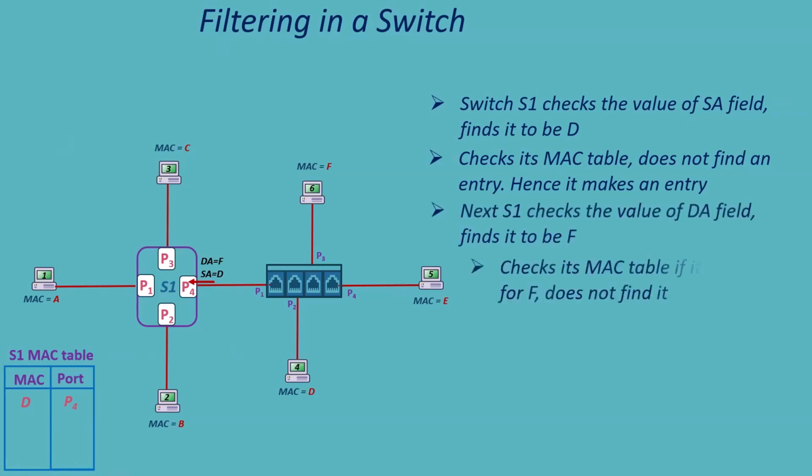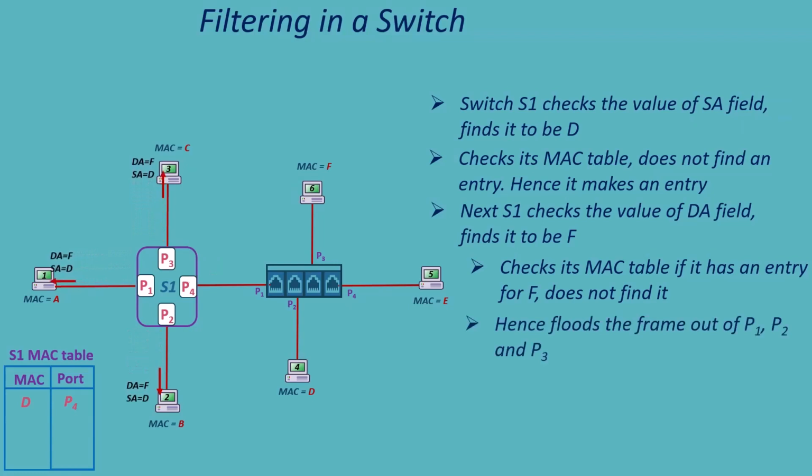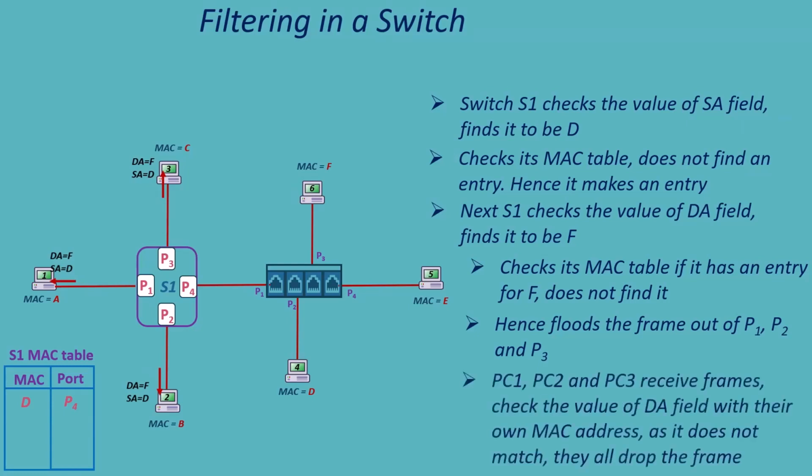The second thing it does, after learning that the source address D is made an entry, is check the destination MAC address. F is not in the MAC table, hence it floods it out of ports P1, P2, P3. All three PCs receive it and check the destination address value. It does not match their own MAC address, hence all three of them will drop it.